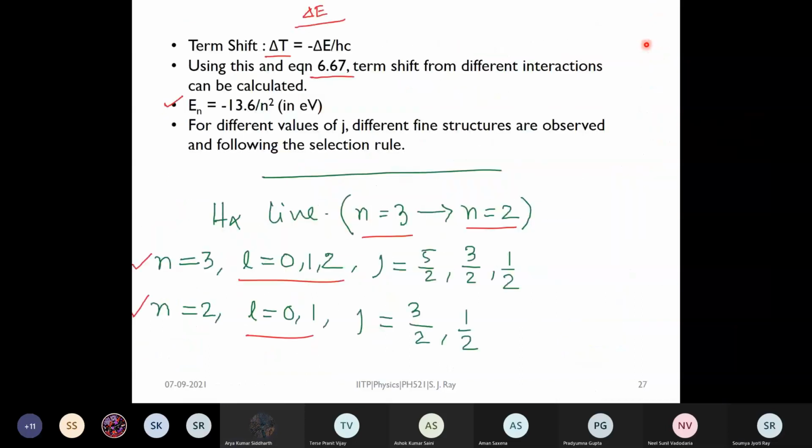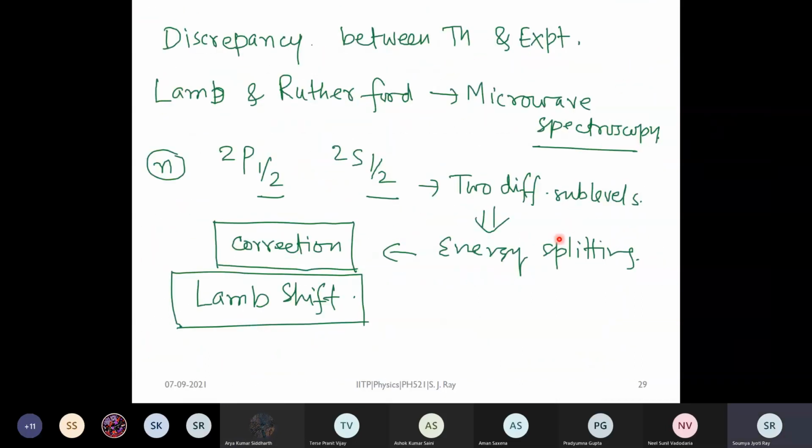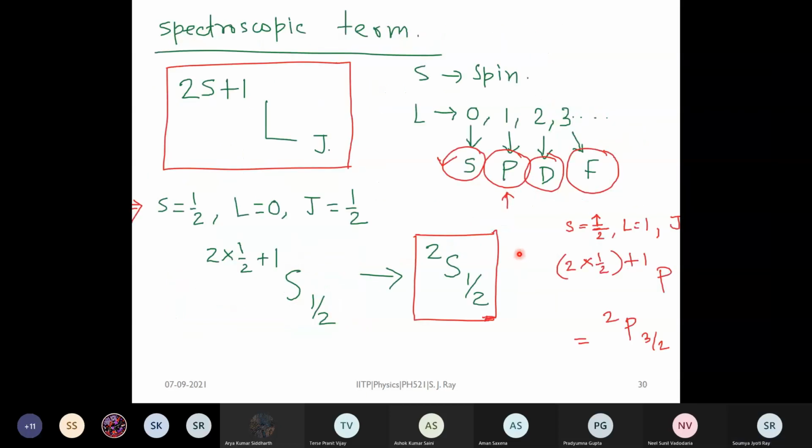So that is why there is some energy splitting which we are not considering, so some additional correction has to be done. This kind of correction, or the shift that appears because of this correction, is called the Lamb shift. Physically, there is a discrepancy between the experimentally measured value of the term shift and the theoretically calculated term shift, and that appears because of not considering this degeneracy, and this shift is called the term shift. I actually explained this yesterday.